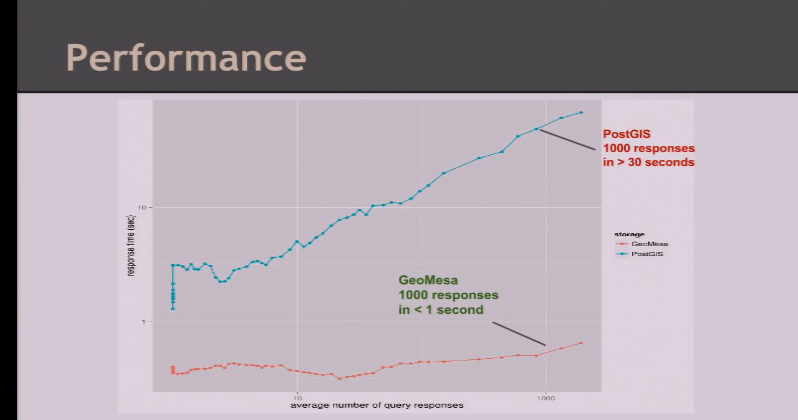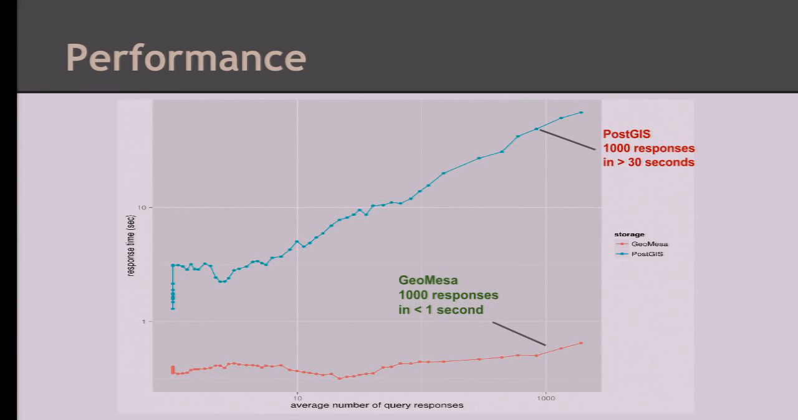So how does it perform? Well, naturally on our slide we're going to perform much better than the competition, but the point is this is a log scale, and we are greatly outperforming PostGIS when getting 1,000 responses. We get 1,000 responses in less than a second. PostGIS gets it in greater than 30 seconds. There are many reasons for this.